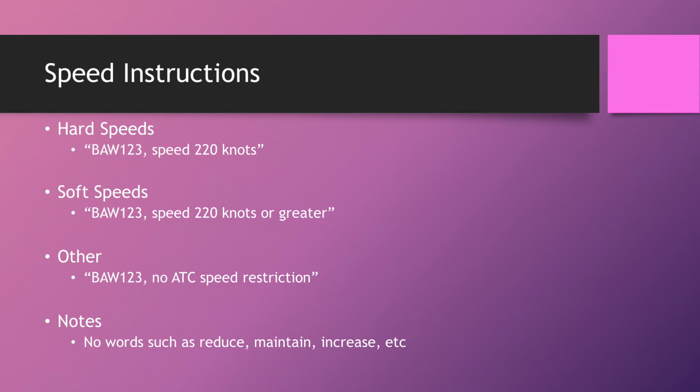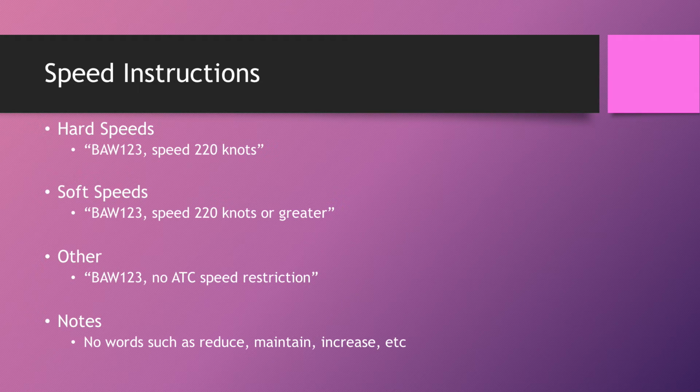So moving on to speed instructions. We have two types of speeds. We have hard speeds and soft speeds. Hard speeds are where we instruct the pilot to fly one value, one speed, and that's it. So Speedbird 123, speed 220 knots.